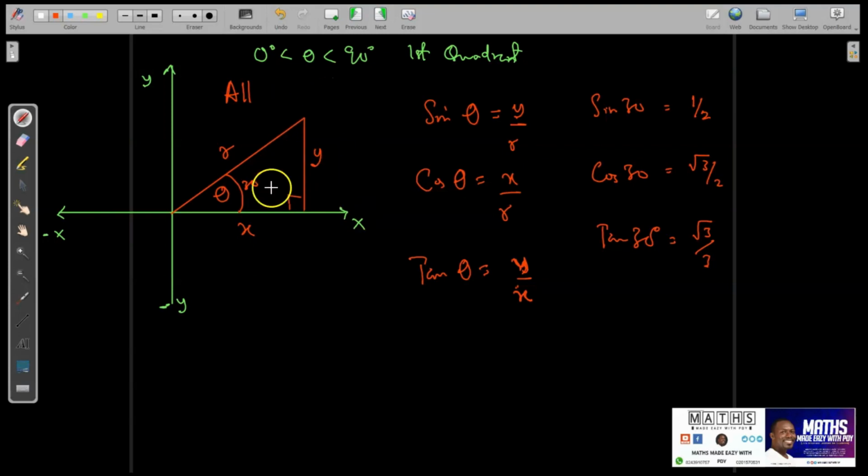I'm done with the first quadrant. The behavior of all the trig ratios in the first quadrant is that they are positive. Can I move on? Whether it is 45 or 60, whatever answer you are going to get is going to be a positive number. Can I move on? Yes. Going to the second quadrant.